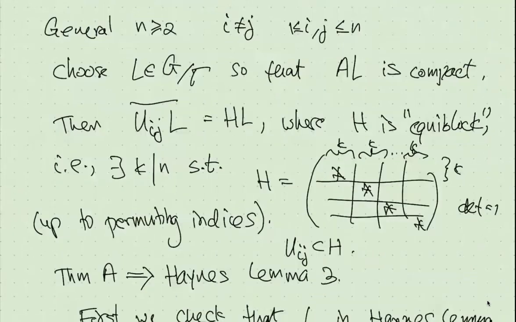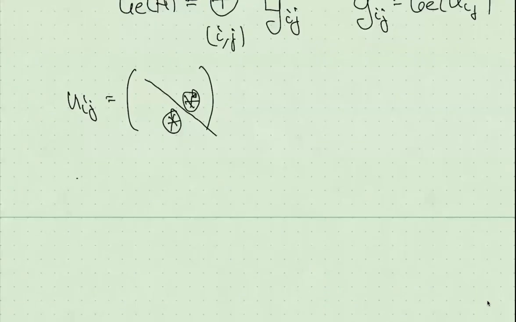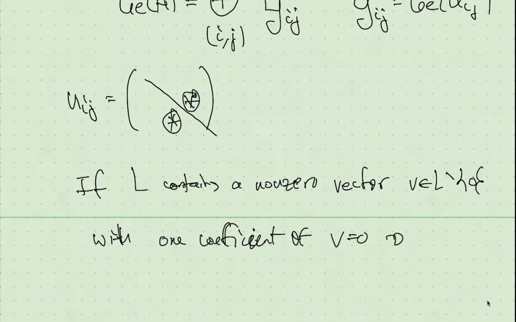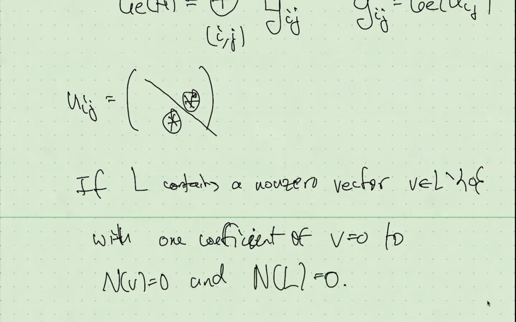If L, the lattice, contains a non-zero vector V with one coefficient of V equal to zero, then the norm of V is zero, and so the norm minimum of L is zero, right? You agree? Yes, of course.